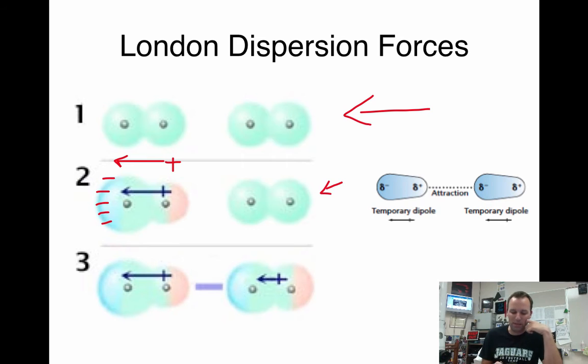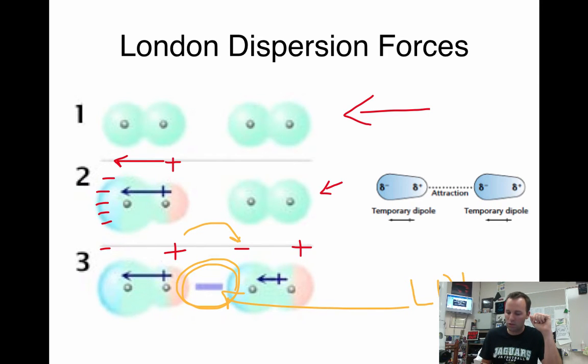Well, when this happens, now all of a sudden, it sort of makes it happen in another molecule nearby. And so now we have a positive and a negative end on this molecule, a positive end and a negative end on this molecule. And we all know that opposites are attracted to each other right here. Okay? So this positive is attracted to this negative, and that attraction right there is called the London dispersion force.